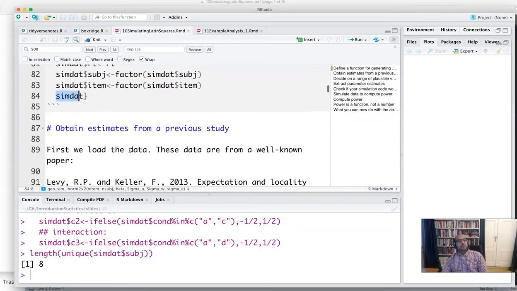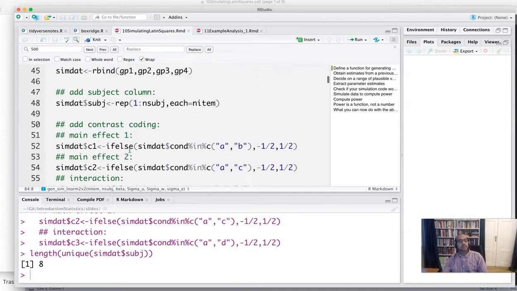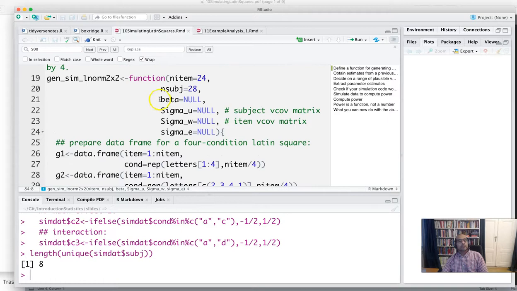Okay. All right. So the next part of this lecture is about obtaining the estimates that will go into this function, right? So if you remember, the function is set up such that certain parameters have to go into this function in order to generate the simulated data. We need the beta vector, so a vector of 4 values for the intercept and the 3 slopes. We need the variance covariance matrix for the subjects and for the items, and we need the standard deviation of the residual.